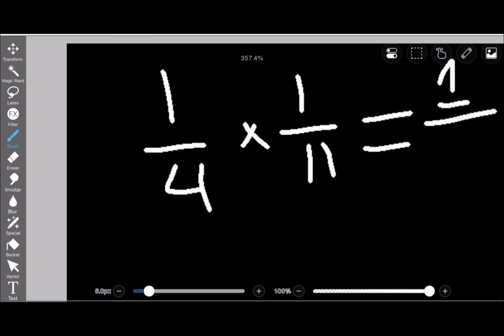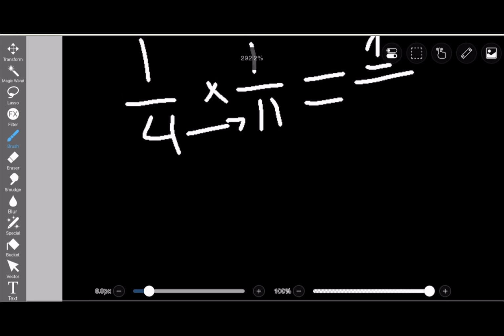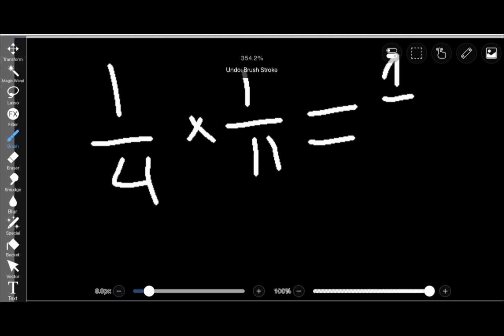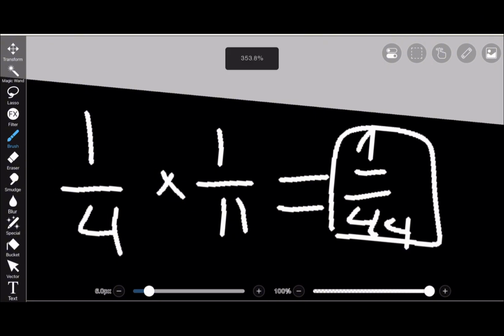So after we do that, we look back at the bottom, and it'll be 4 times 11, just straight across. And 4 times 11 equals 44. So your answer should be 1 out of 44.